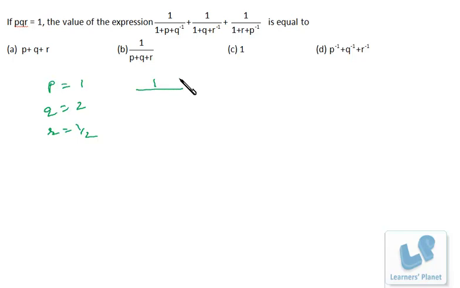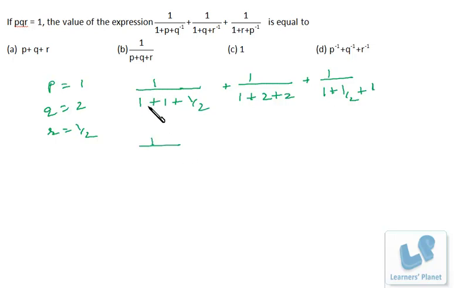So it's 1 upon 1 plus P plus Q raised to minus 1. So it's 1 plus Q raised to minus 1, that's 2 raised to minus 1, so it's half. Then plus 1 upon 1 plus Q plus R raised to minus 1, that will be 2. Then plus 1 upon 1 plus R, that's half, plus P raised to minus 1, that's 1 only. So it's 1 upon 2.5, that's 5 by 2, plus 1 upon 5, then plus 1 upon 2.5, that's 5 by 2. So it's 2, 3, 4, 5.